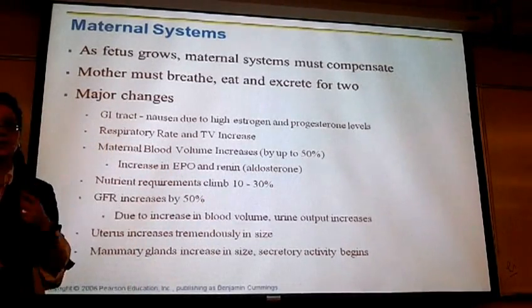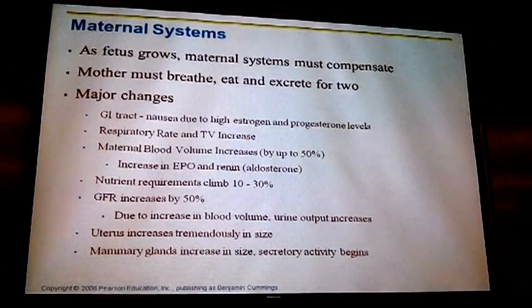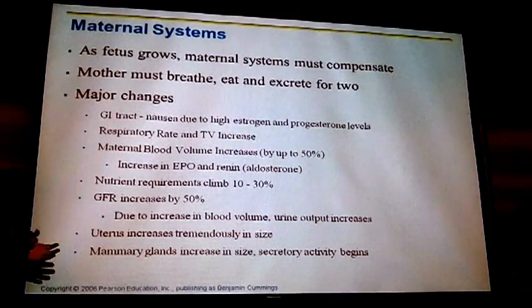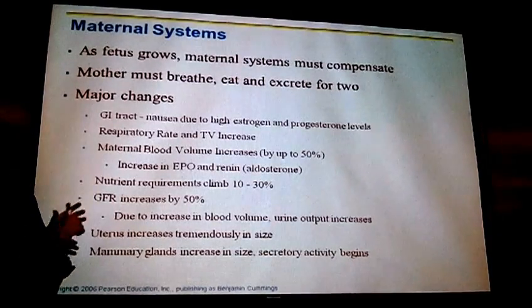So you don't need to double your calories, right? You don't need to double everything, okay? You just need to increase things, but not double them.